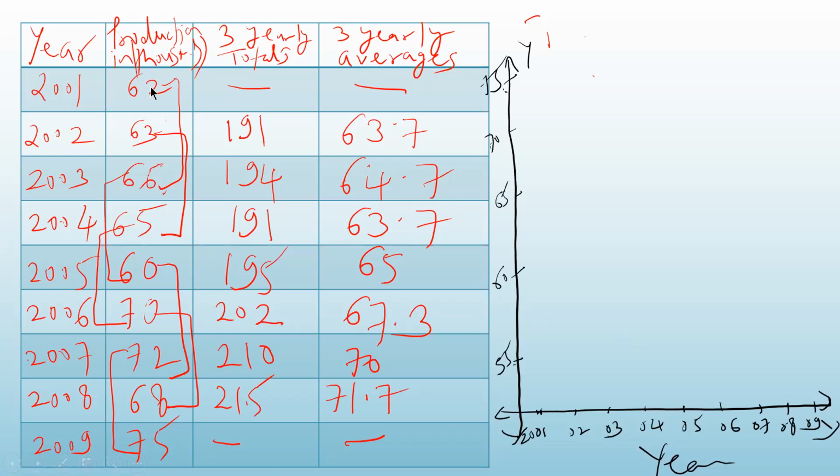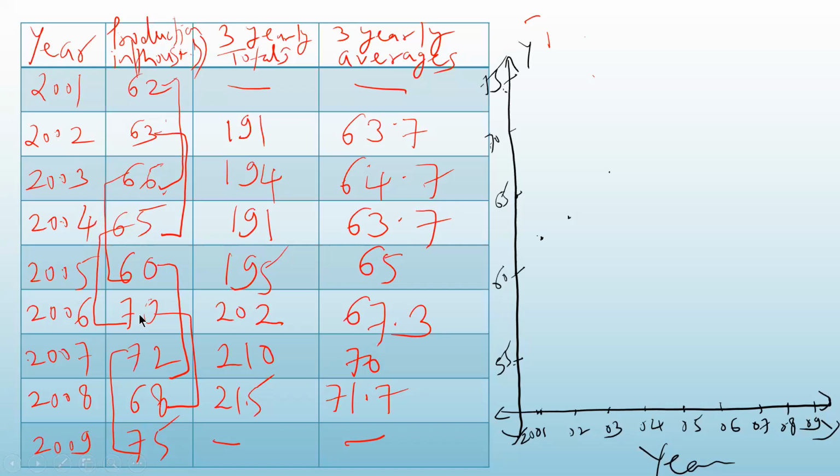So for the year 2001, it is 62. 60 is here and 65 is here, so 62 will be somewhere here. I'm roughly drawing it. So somewhere this point will come. Okay. For 2002 it is 63, so slightly above. Okay. For 2003 it is 66, above 65. So it will be somewhere here. Okay.